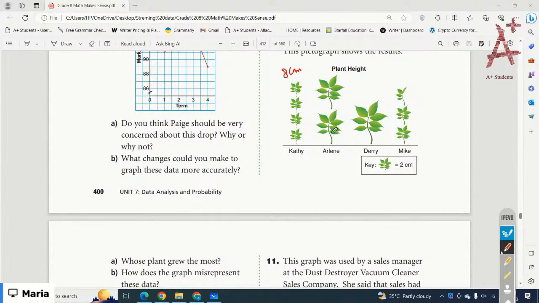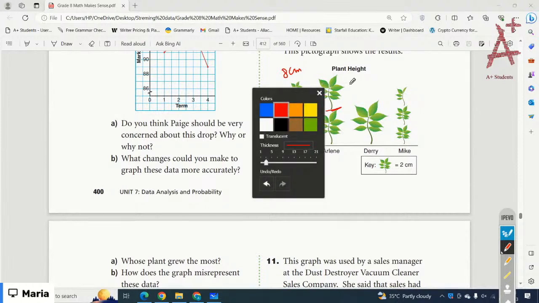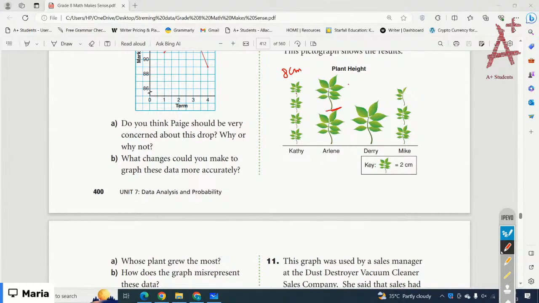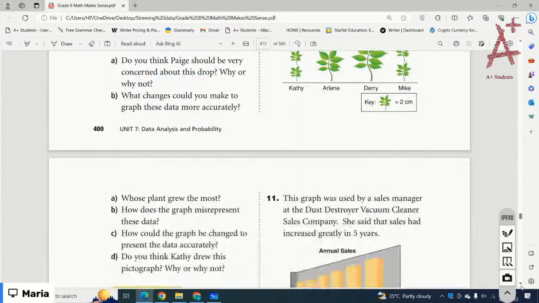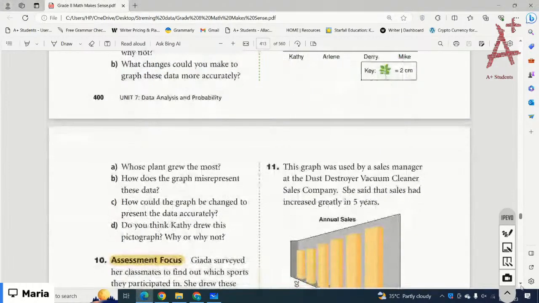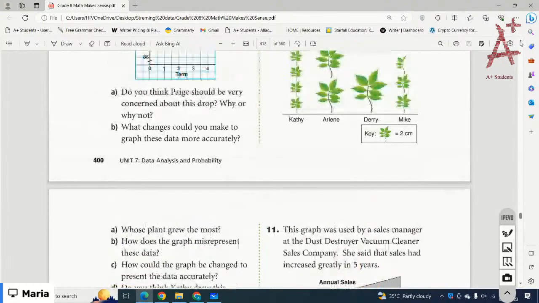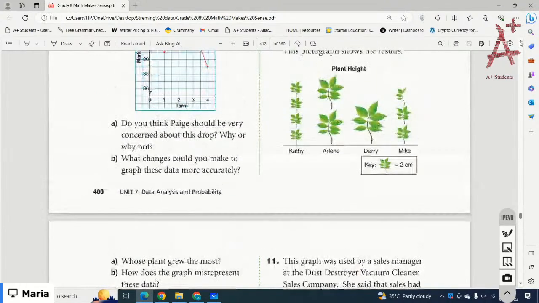You can see the change in the sizes of the symbols. I cannot decide whether it is 2 or 4 because you can see these two and this one are equal. I think the data is misleading. Let's just look at the questions, then we'll decide what we have to do. Whose plant grew the most? We cannot decide because the data is represented inaccurately, right? You can see the difference in the sizes also.